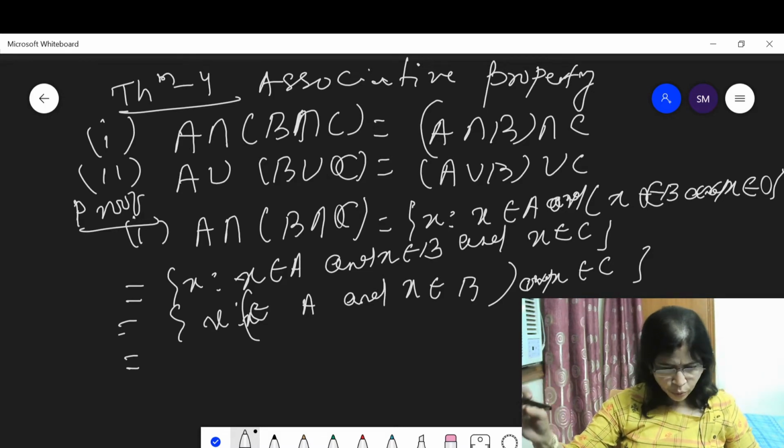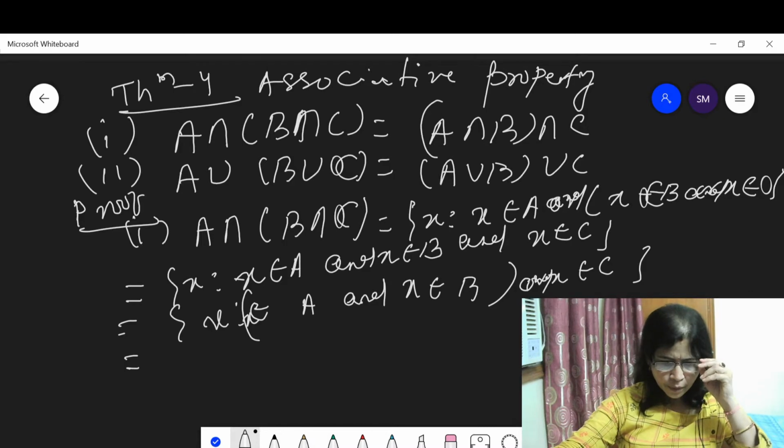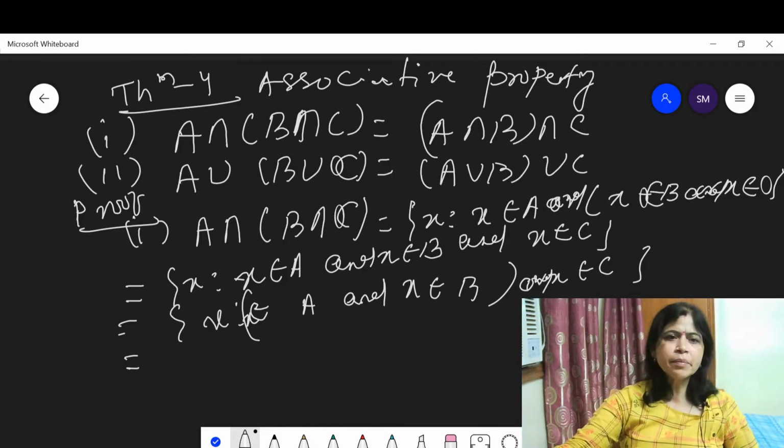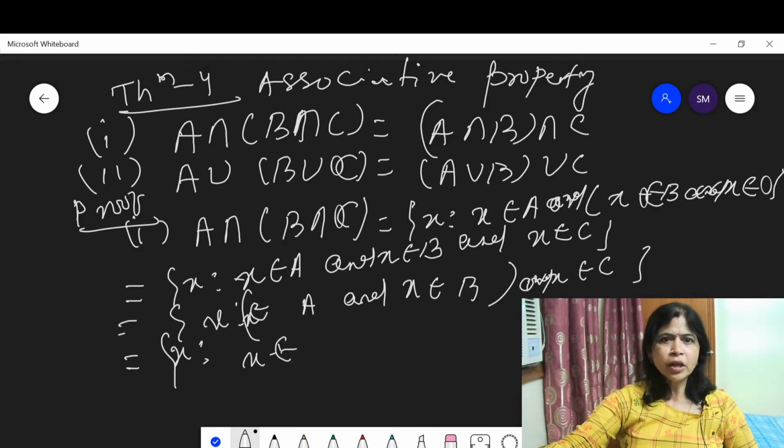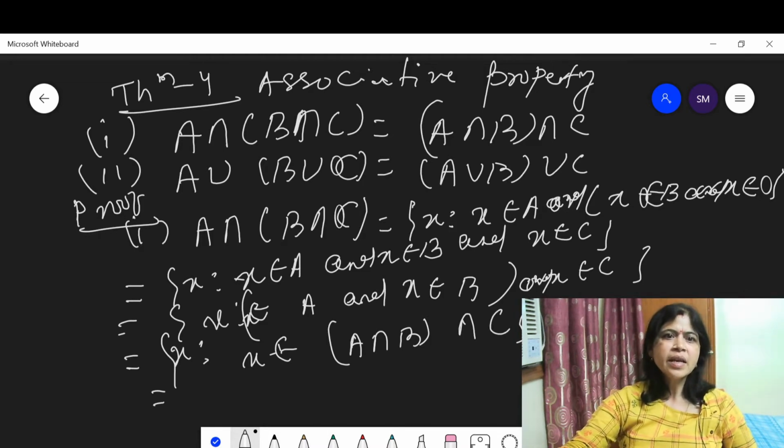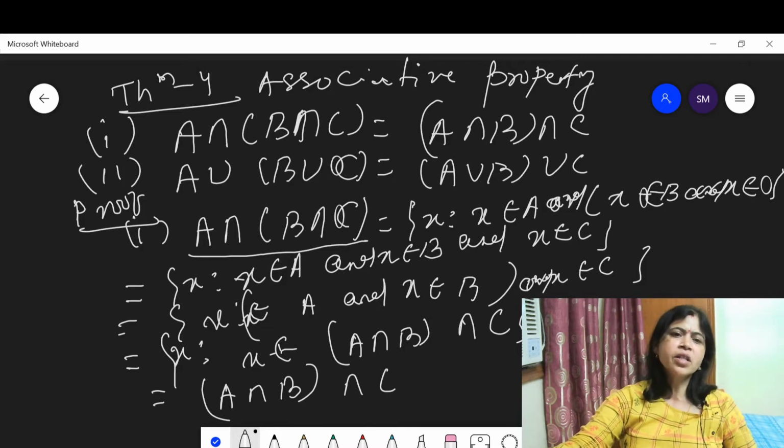Then this means x is such that x belongs to A intersection B intersection C. This means A intersection (B intersection C) is equal to (A intersection B) intersection C. This means the intersection satisfies the associative property.